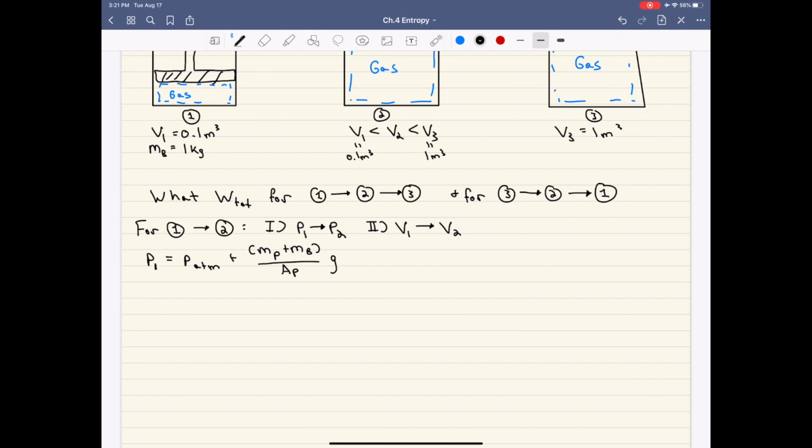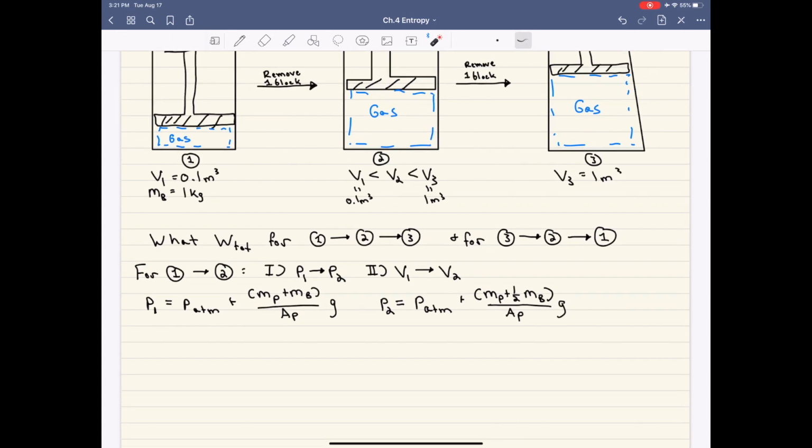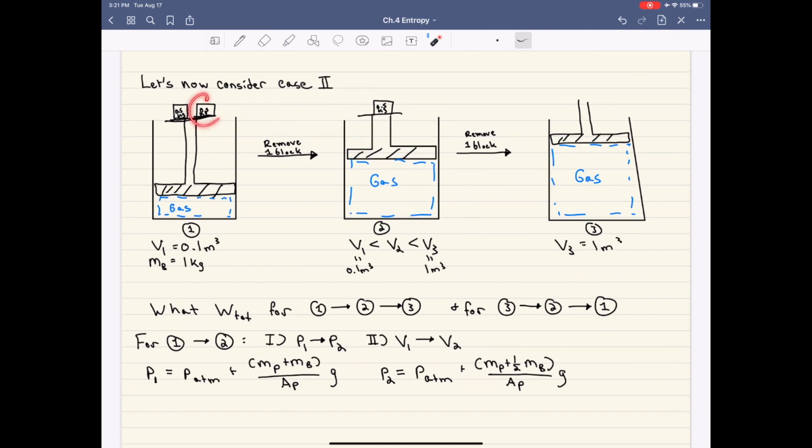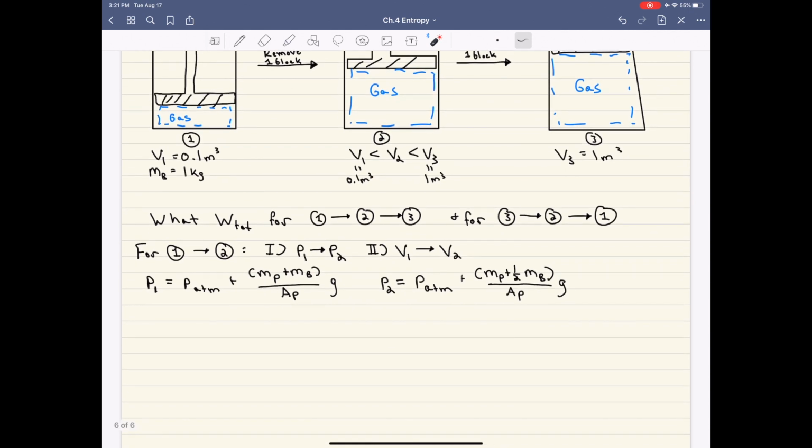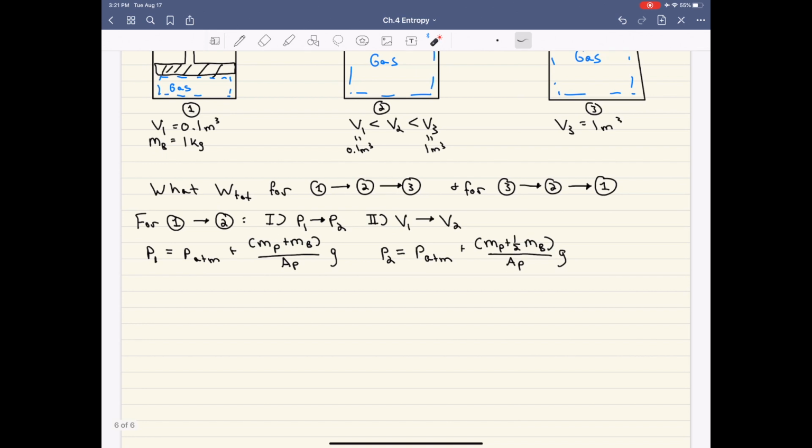And then the pressure after we remove the first block is this, with 1/2 of the block mass. Okay? That's because from state 1 to state 2, we only remove one of these 1/2 kilogram blocks. And so now the pressure is reduced by this factor.